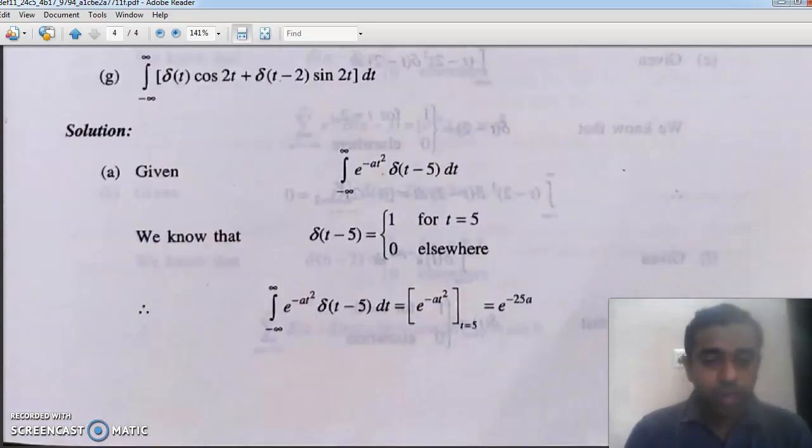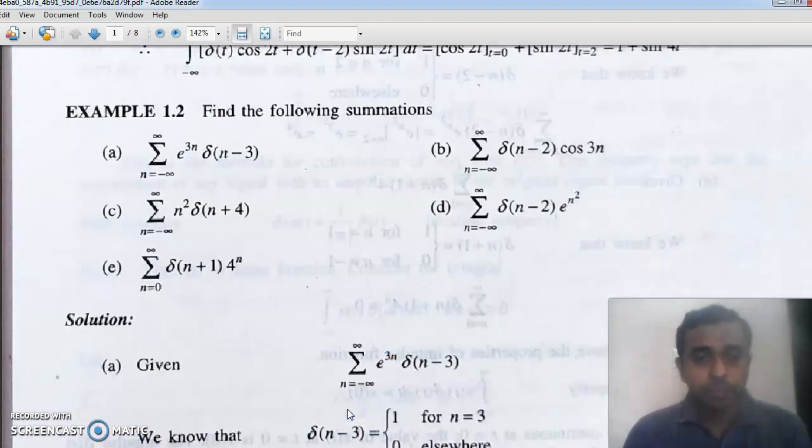Now the next thing we have to see is that was for the analog impulses. Now what is the importance of the digital impulse? The digital impulse also is very simple. Instead of integration we have summation. So this summation reduces to 1, and that is at only one point, that is n is equal to 3.